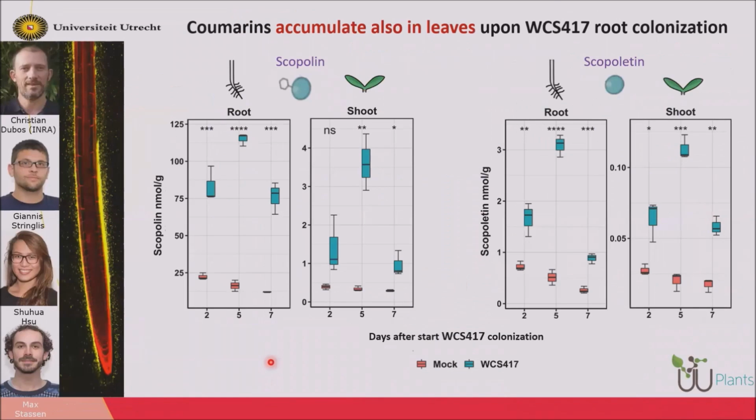Well, we also showed that they do not only accumulate in the roots, like you see here. So here you see the control plants, control roots, and these are roots that are colonized by WCS417. And you see in time a nice increase in scopolamine levels, not only in the roots, also the shoots show enhanced levels of scopolamine. And the same holds true for scopoletin. You see enhanced levels of scopoletin in the roots, but also in the shoots, indicating that these coumarins can travel from the roots to the shoots. And we are now in the process of demonstrating that this is a signal for induced systemic resistance.